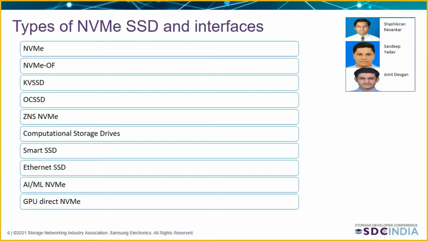Another form of SSD that is evolving is the smart SSD. This has an inbuilt FPGA, which does some kind of specialized function like encryption, decryption, or a different kind of offload. Ethernet SSDs are a type of NVMe SSDs that have inbuilt network interface. These are being considered for highly scalable storage solutions. AIML is another type of new NVMe that is evolving, that has inbuilt machine learning for improving the endurance and performance of the NVMe. GPU Direct is another form of NVMe where the GPU can directly access the NVMe storage data for improved AIML performance.